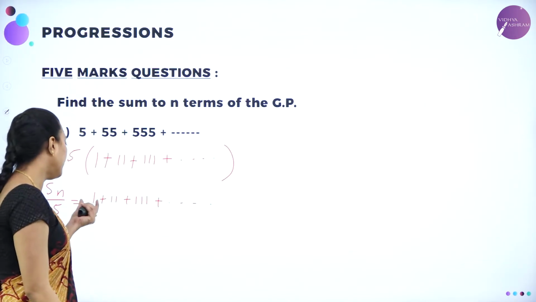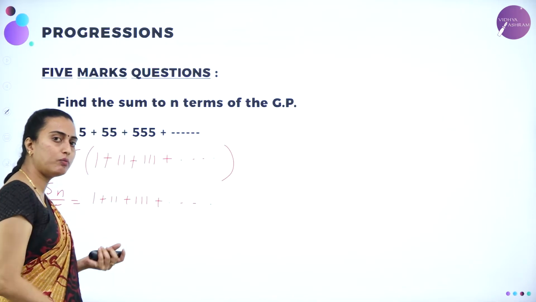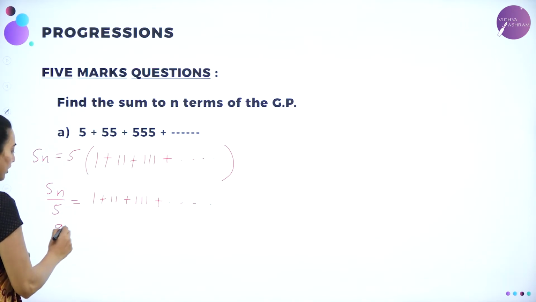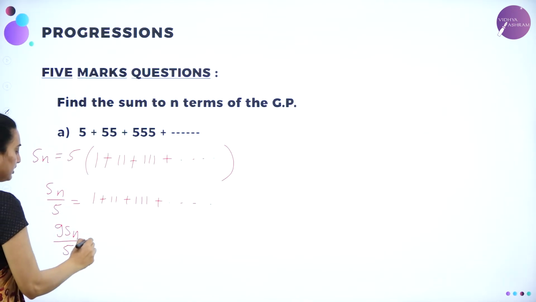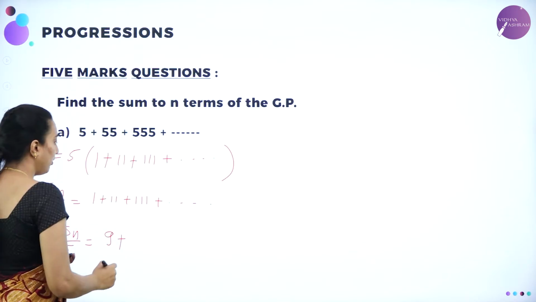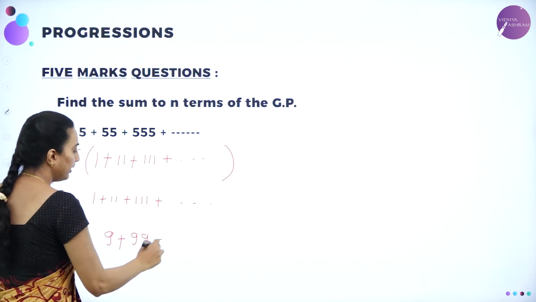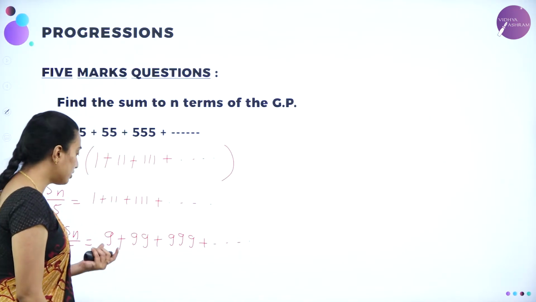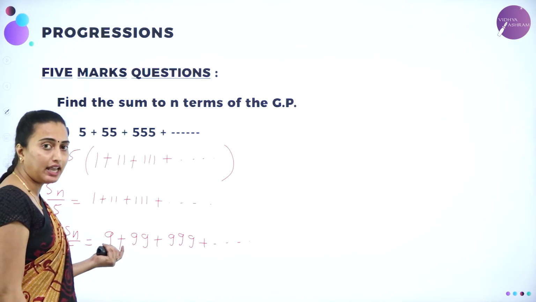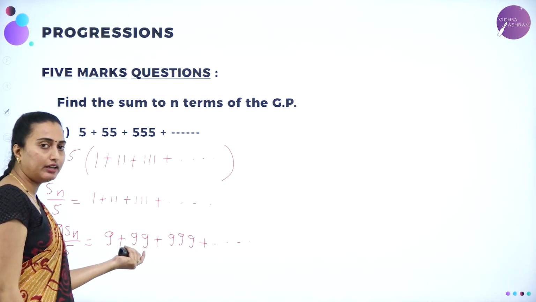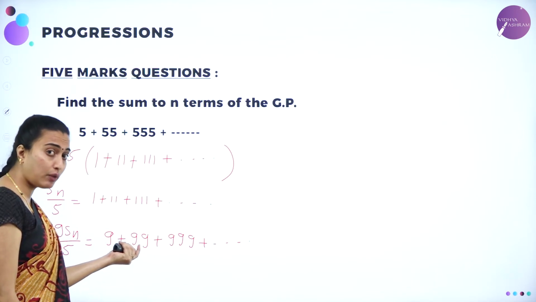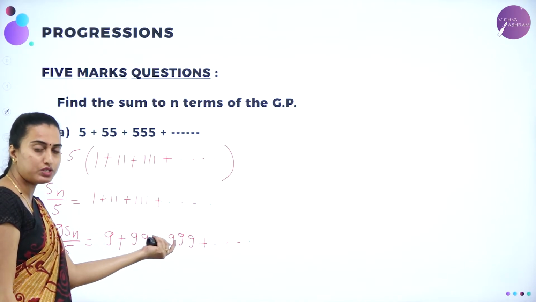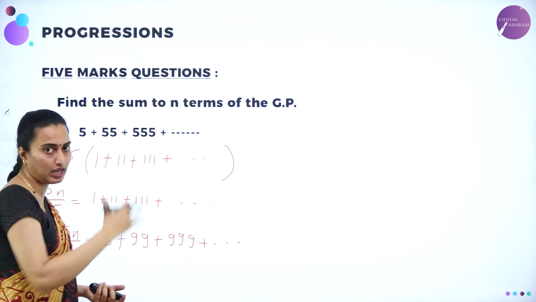Now, if I want to make this 1 as 9, I should multiply throughout by 9. Multiplying throughout by 9, I can reduce it to the form 9Sn divided by 5 is equal to 1 into 9 is 9, plus 11 into 9 is 99, plus 111 into 9 is 999, plus etc. It will move on as it is. Now, reducing to the form of 9, I can write 9 as 10 minus 1. I can write 99 as 100 minus 1, which is 10 squared minus 1. I can write 999 as 1000 minus 1, which is 10 cube minus 1. It will move on as it is.